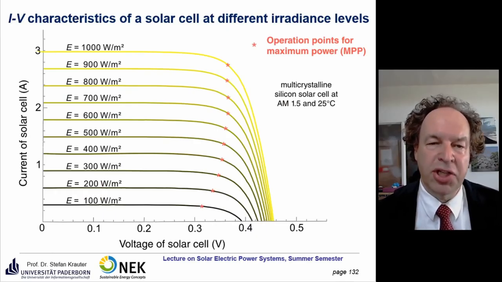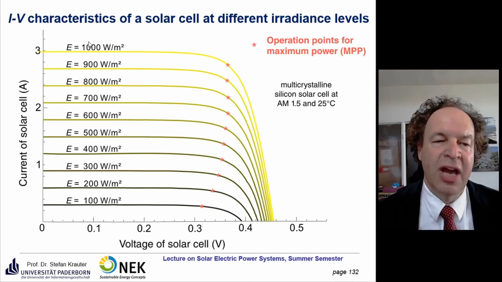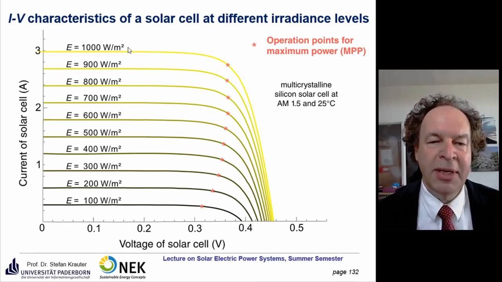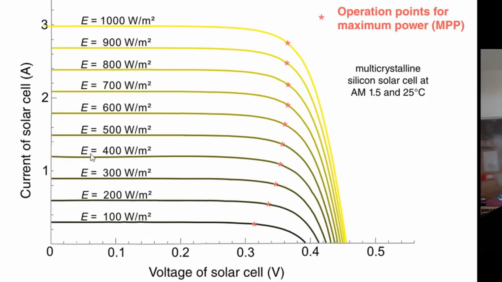Here we have the current voltage characteristics of a solar cell at different irradiance levels. The top curve is at standard test conditions, so we have an irradiance level of 1000 watt per square meter. And you see here with the red star, that represents the operation point to extract the maximum power of that solar cell under those conditions. If you reduce the irradiance level by 50%, so you have 500 watt per square meter, you have a short circuit current of 1.5 amp, and the maximum power point is at about half of the current of the upper curve. But the voltage more or less stays the same. It's a little bit reduced.